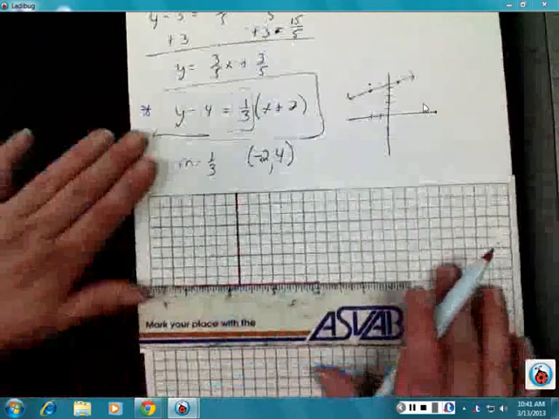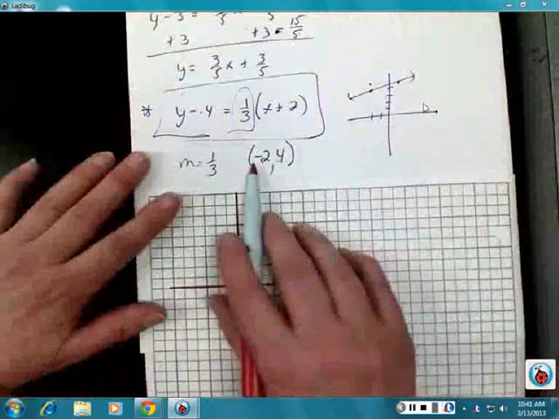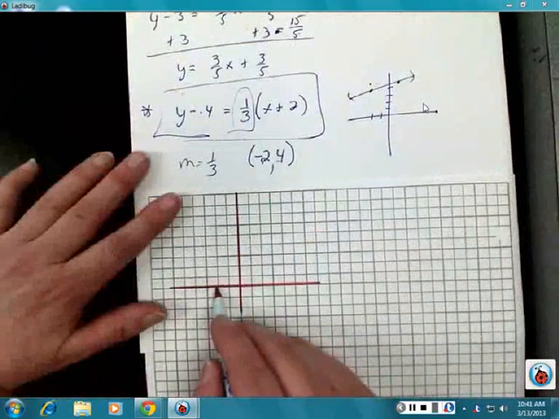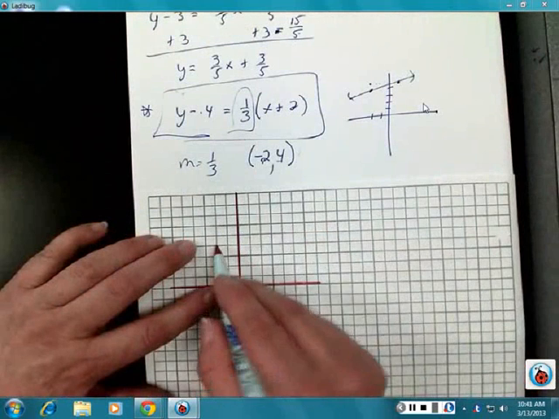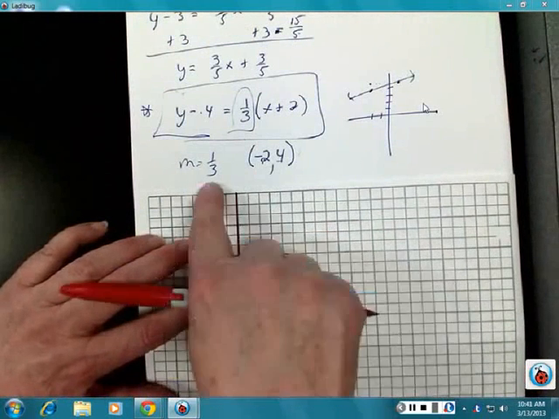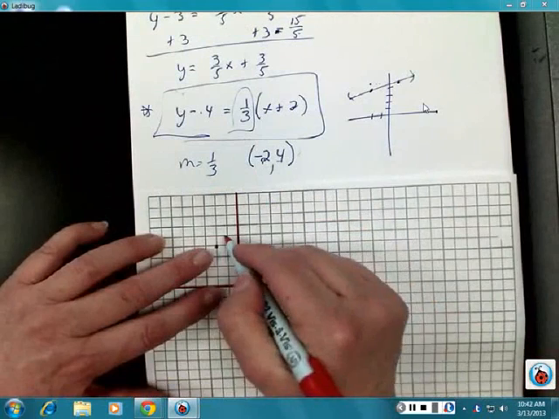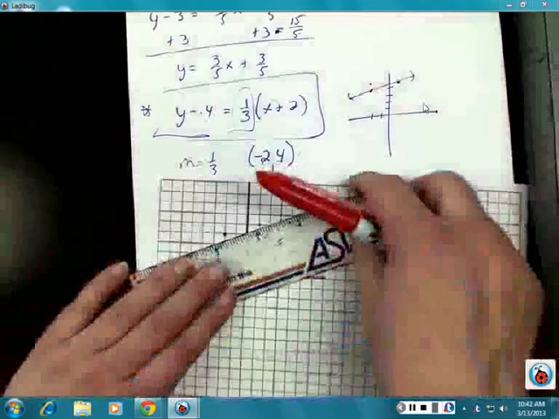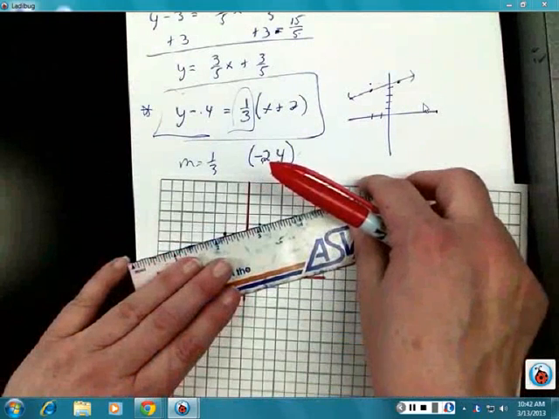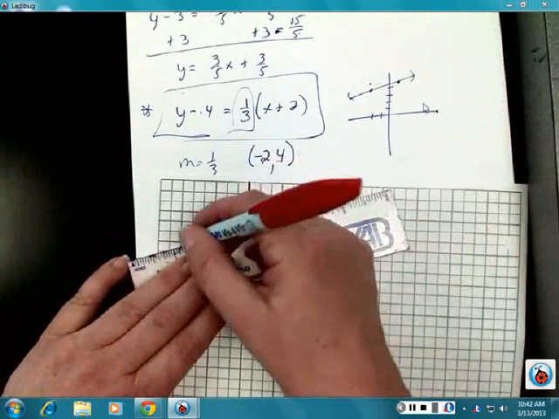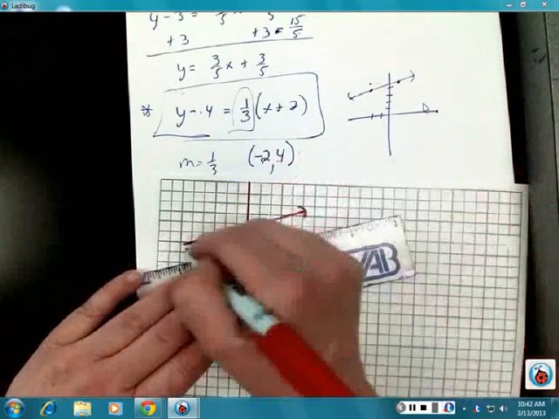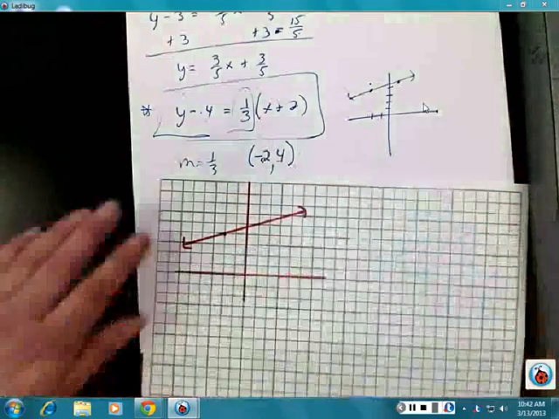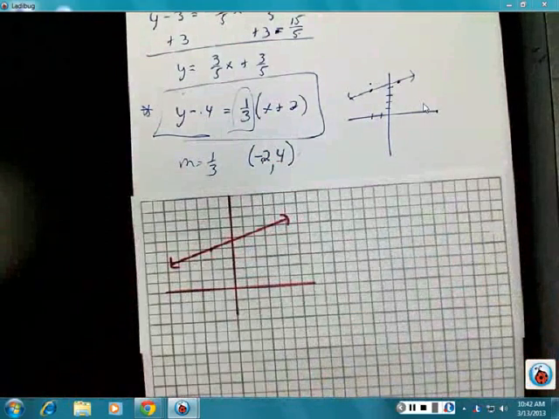So here's my graph. I plot my point, which is negative 2, up 4. My slope says rise 1 and run 3. And then Hawks will automatically put the line in for you when you do that. But there's my graph of my line. Okay? And so that kind of makes it look a little neater than my scratchy looking one on the side.